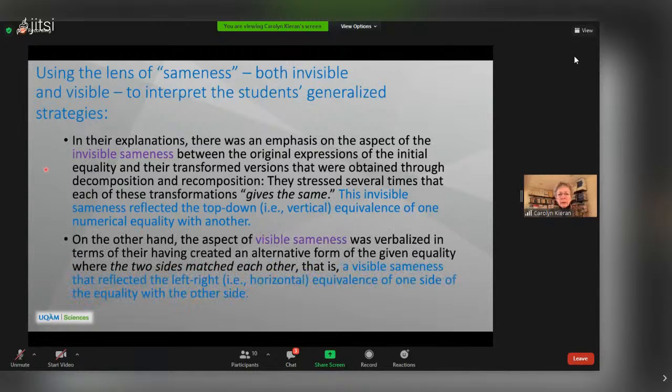On the other hand, the aspect of visible sameness was verbalized in terms of their having created an alternative form of the given equality where the two sides matched each other. That is, a visible sameness that reflected the left side and right side equivalence, the horizontal equivalence of one side of the equality with the other.